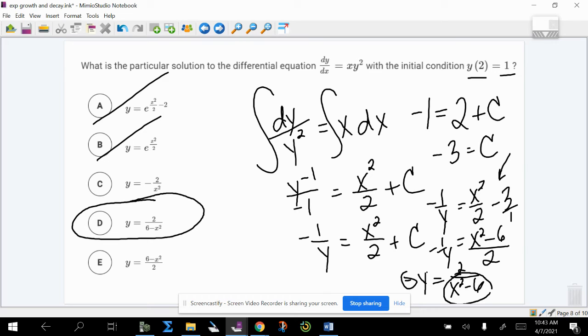E is a very, very similar answer, and I can see where that would come up. That would be the person that forgot to flip each side of the fraction.